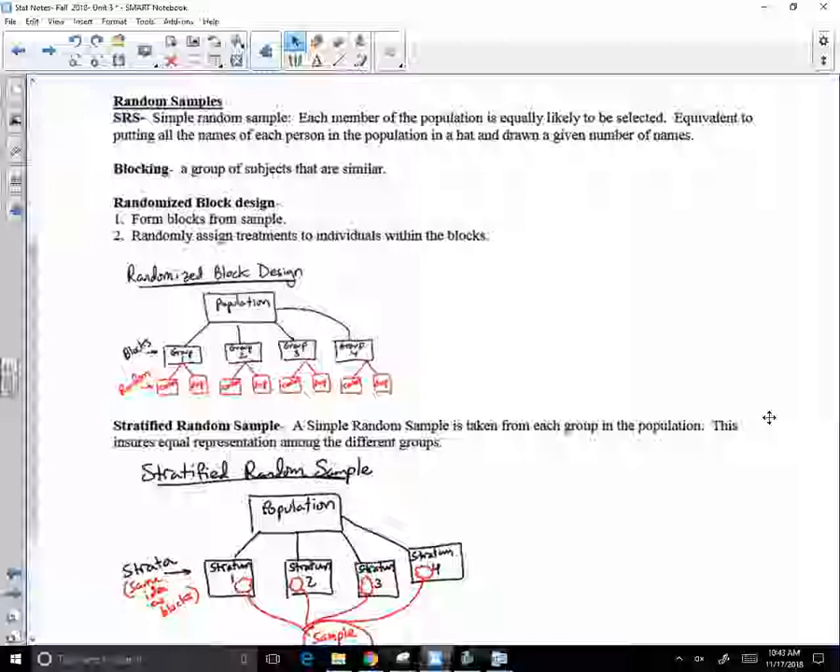All right, maybe that's what we want. I don't know. Blocking. So this is going to kind of build us to an idea. We call blocking when we group subjects or any group of individuals that are similar.